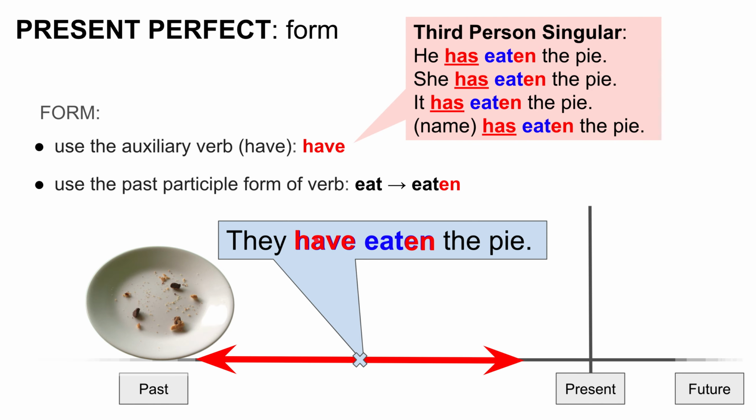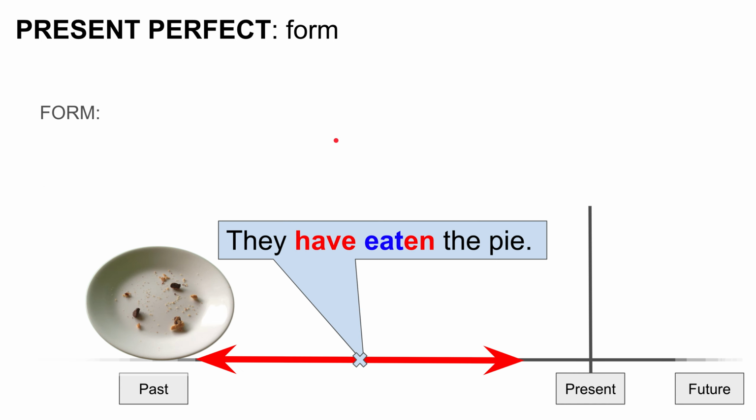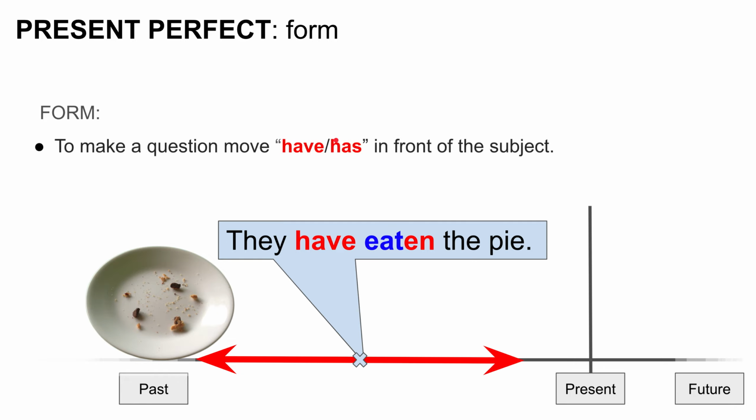Okay. Keep in mind that the third person singular for have is has. So he has eaten, she has eaten, it has eaten, someone has eaten the pie. Okay. If I'm going to make a question with the present perfect, then I move have, has in front of the subject. So here I take have and I move it to the front. Have they eaten the pie?